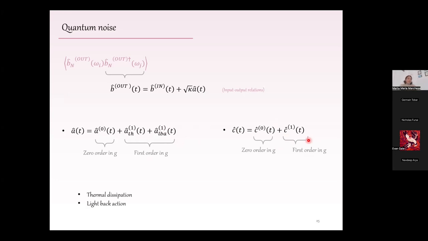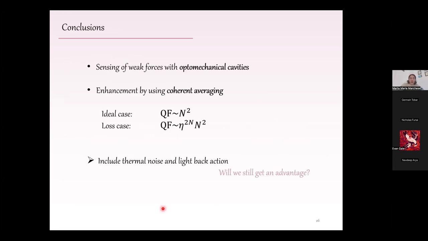And so what we are looking at the moment is to see if this thermal dissipation and light back action cause a detrimental effect to the quantum Fisher information. In particular, we would like to estimate how big these effects are to see if there is still an enhancement. And with this, I conclude.